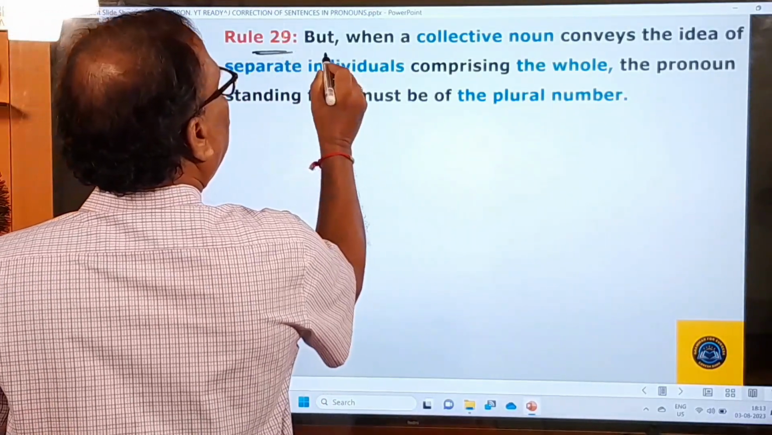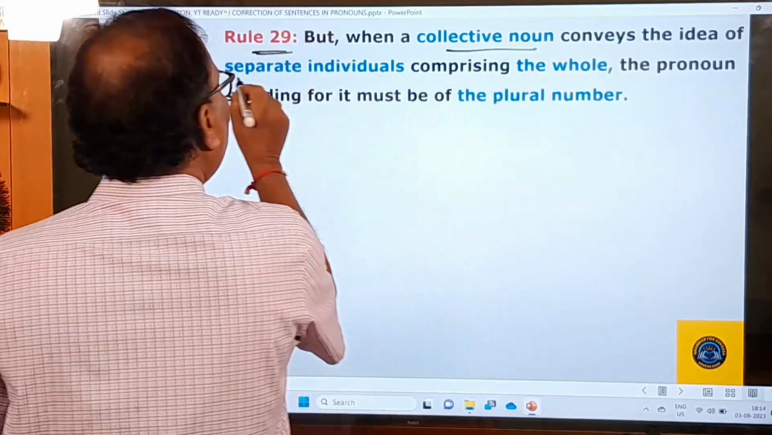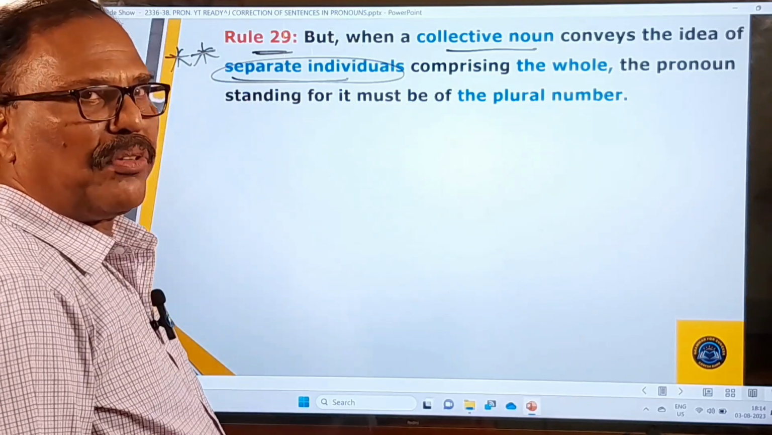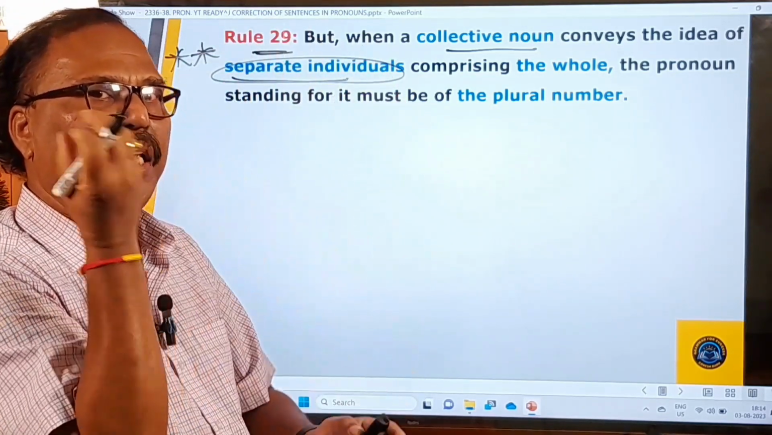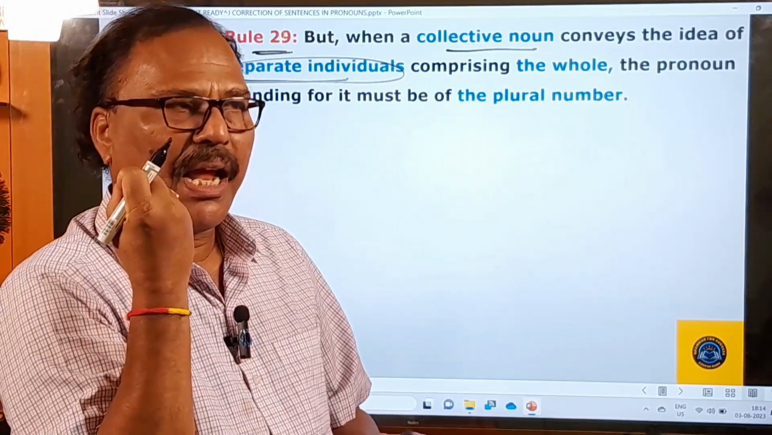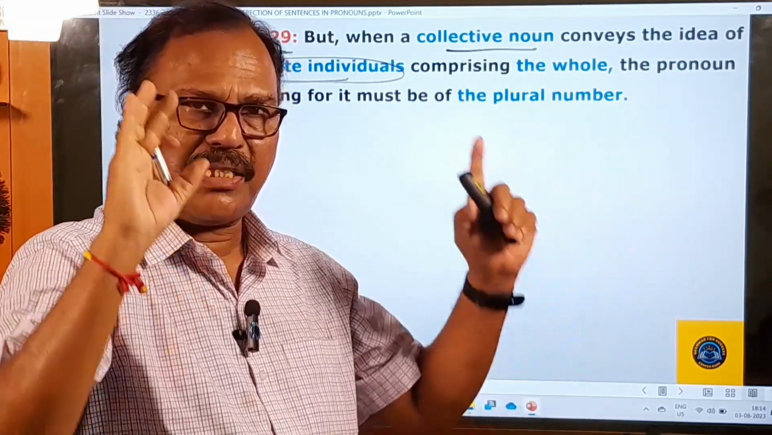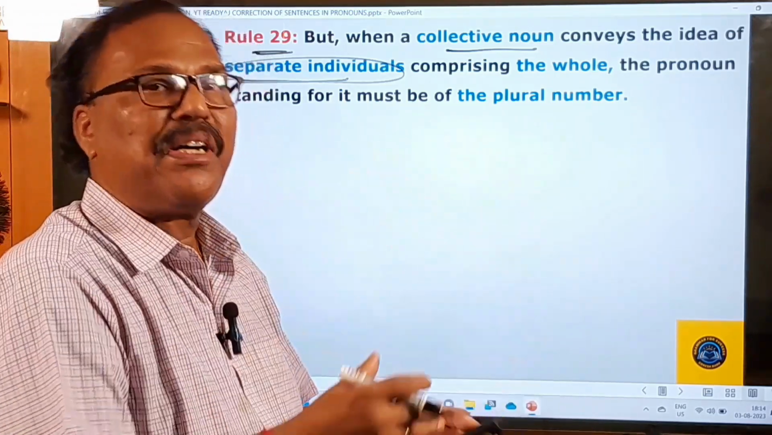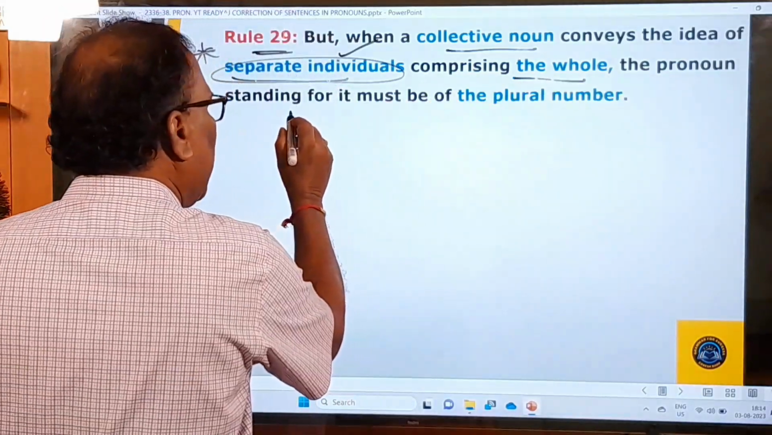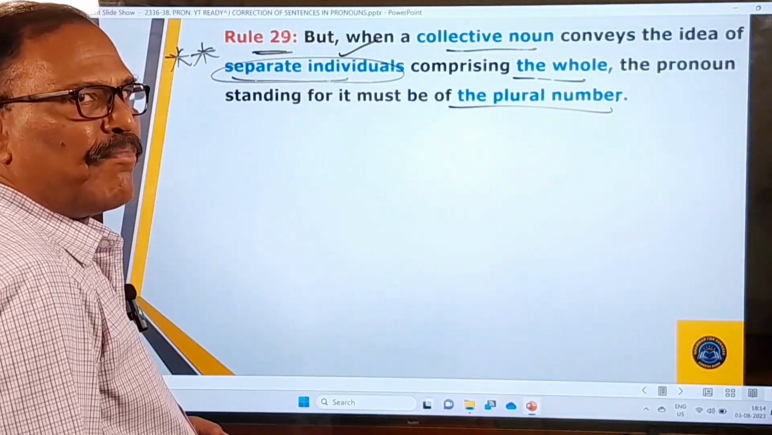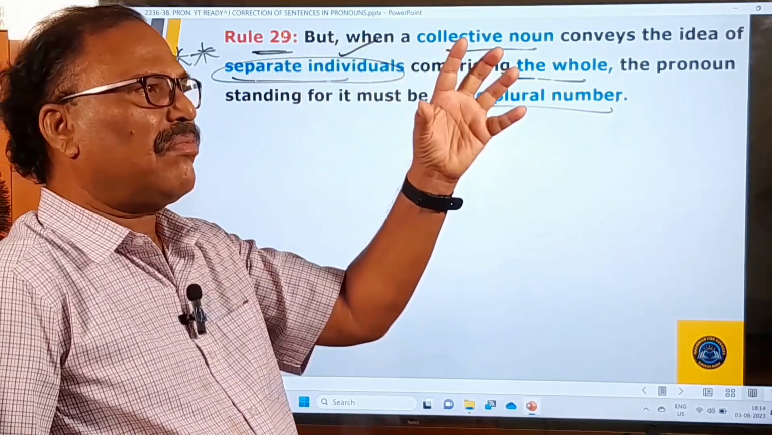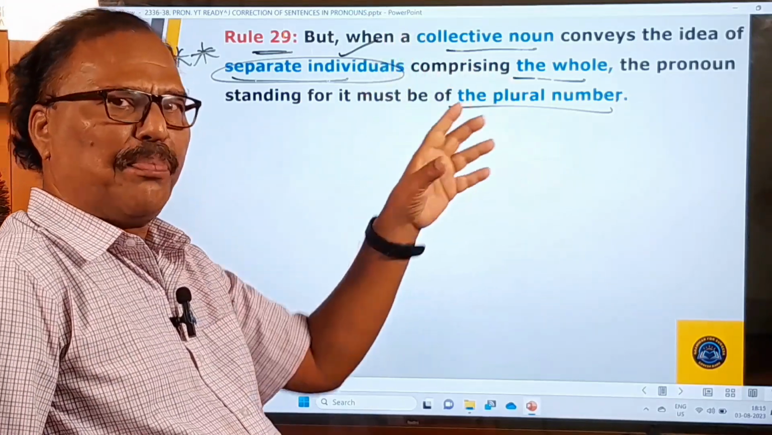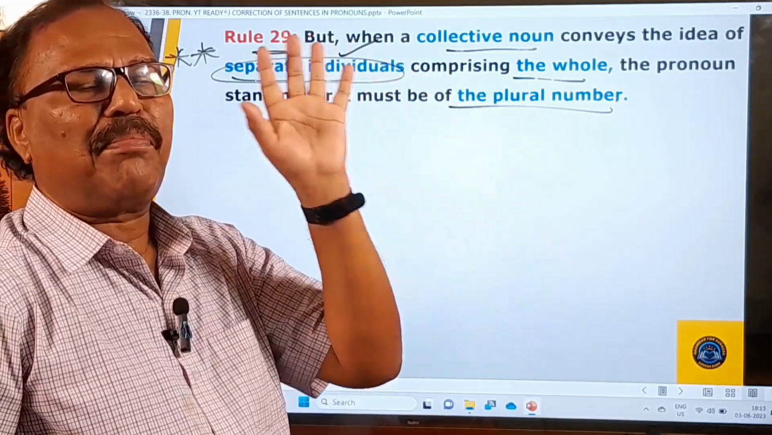Rule 29. But when a collective noun conveys the idea of separate individuals, very important, these 28th and 29th rules are very, very important. If you take the collective noun as a single unit, it becomes singular, and after that a singular pronoun must be used. That's the rule. If you think of a collective noun's members separately, the pronoun standing for it must be plural. If you think of the collective noun to be singular, you must use a singular pronoun after it. If you think of the collective noun to be plural, you must use a plural pronoun after it.